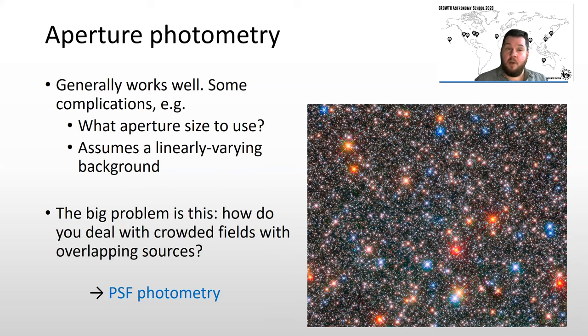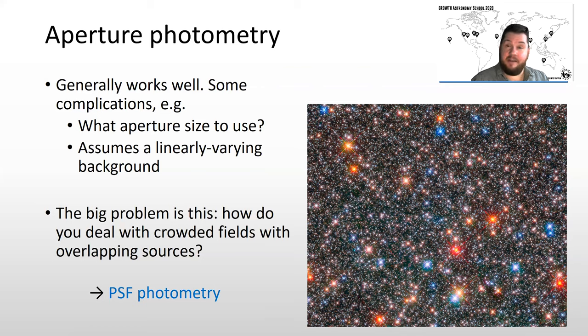The problem is, how do you deal with crowded fields such as this one? Look at this, it's an amazing image. Lots of stars, different brightnesses, different colors, fantastic stuff. How on earth do you go about drawing an aperture around one of the stars in an image like this, and being confident that you have got all of the photons from that particular star in your aperture and you don't have any photons coming from any of the neighboring stars?